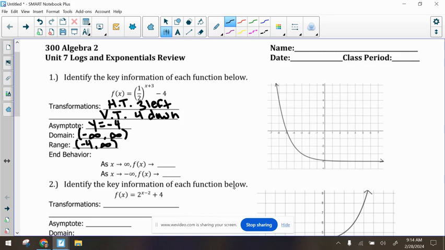As x approaches infinity, our right arrow, our right side, is going to -4. And as x approaches negative infinity, that means look at the left side, that is going to positive infinity.